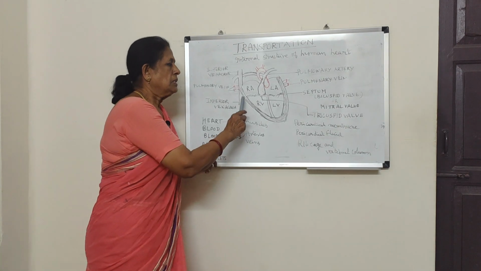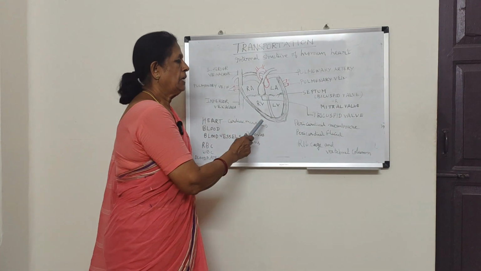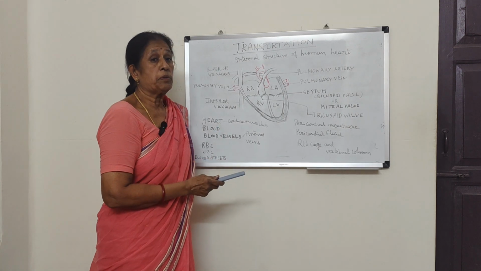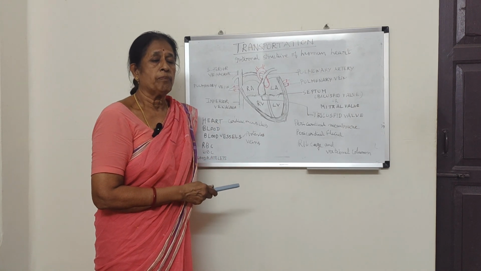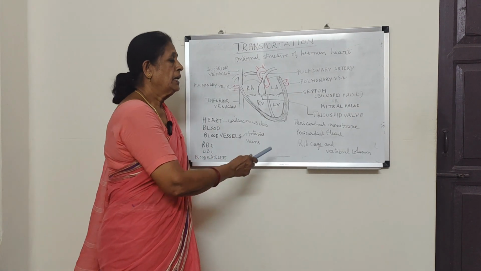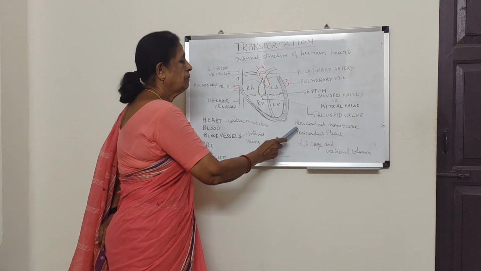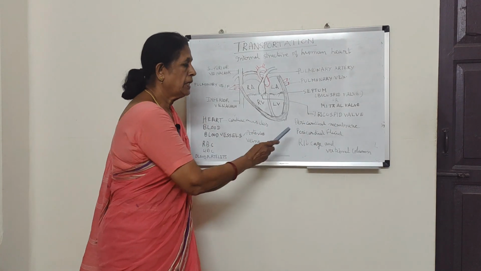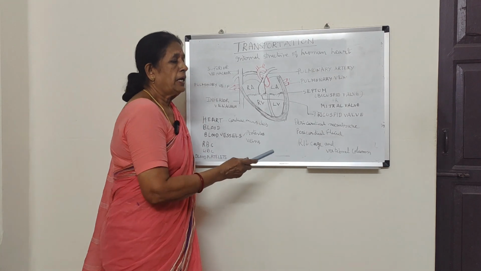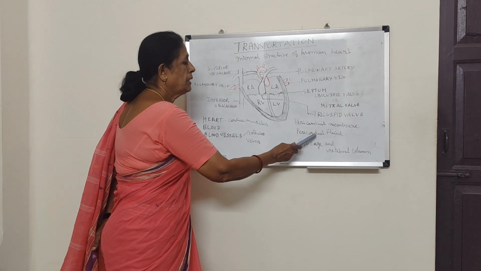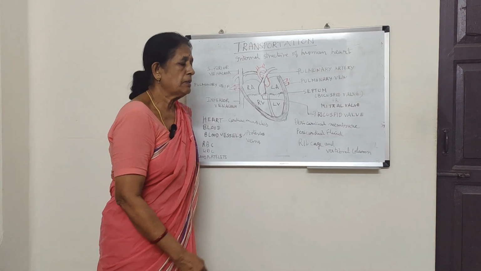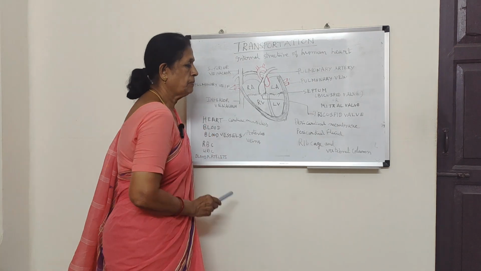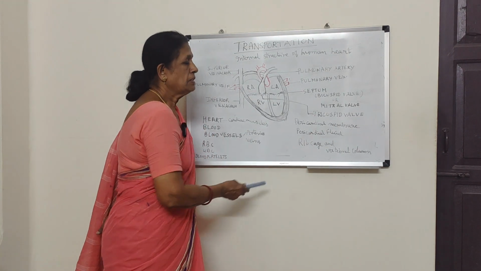And so this heart needs protection. It requires protection. So how is the heart protected? It is covered and protected by a double-layered membrane called the pericardial membrane, and in between the two membranes, pericardial fluid is present.